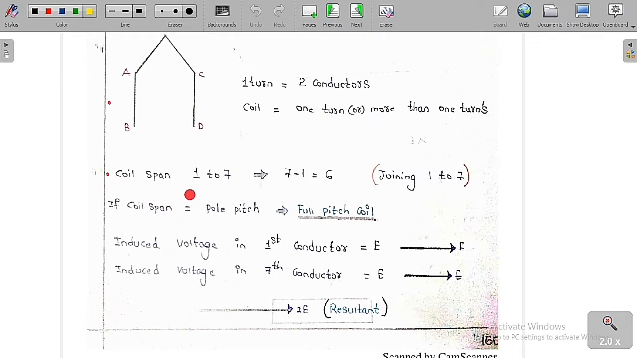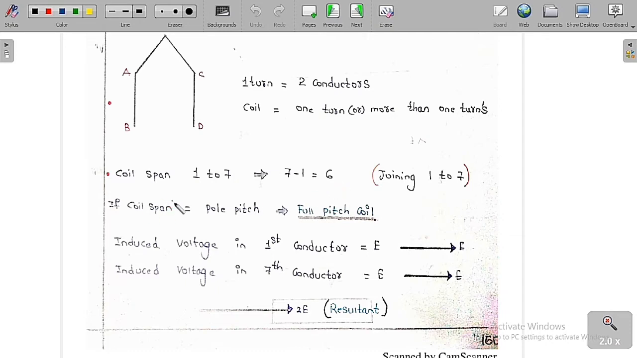What is the meaning of coil span? Coil span means the distance between the connected slots, or conductors. Suppose you are going to connect the conductors from slot 1 to slot 7. Then what is the coil span, or the distance between them? It is 7 minus 1, which is 6. So you are joining slots 1 to 7, and the span between these two conductors is 7 minus 1, equal to 6.